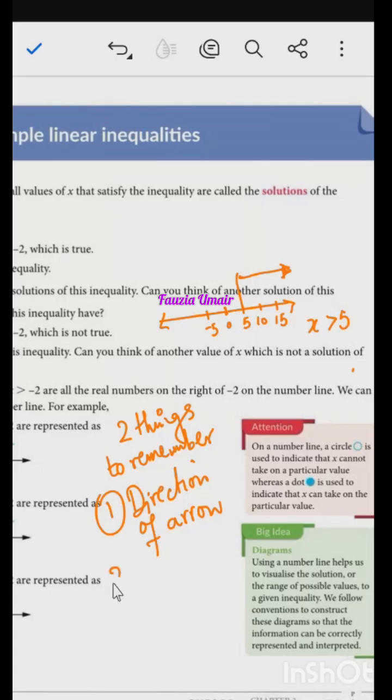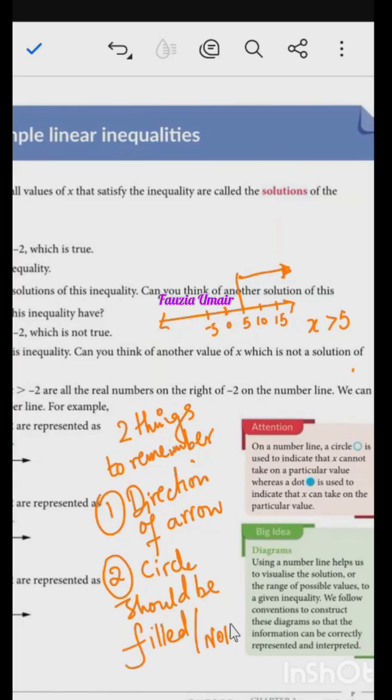The second thing is whether the circle is filled or not. Now what does that mean? Should the circle be filled or not? This is the second thing you need to be careful of. Which circle? We will put a circle here.